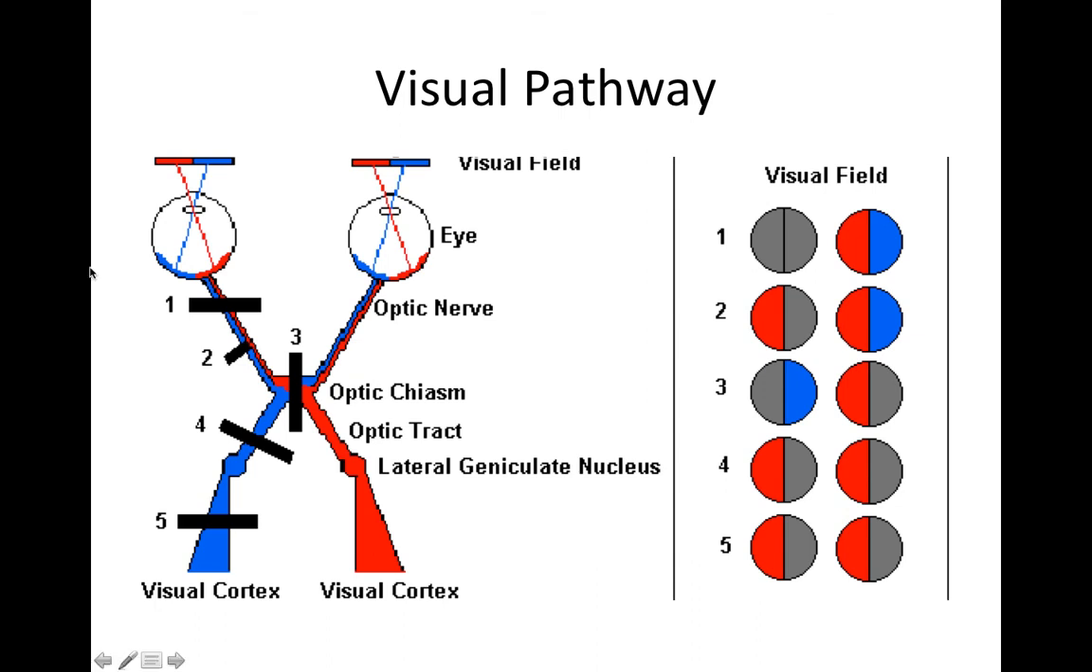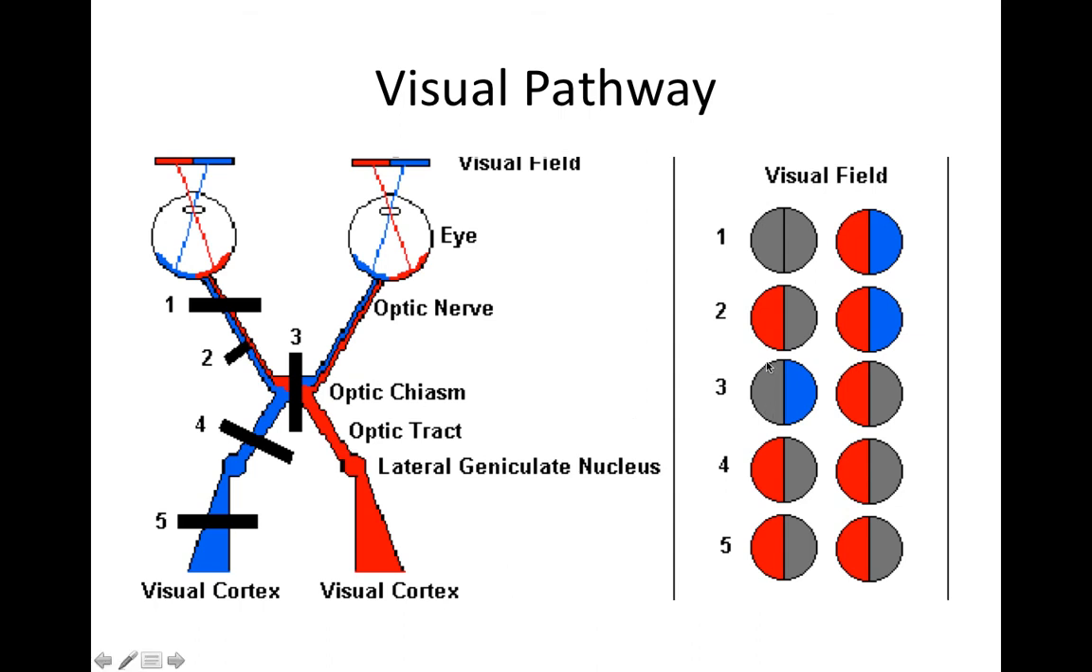And remember, the temporal part is seeing the medial field, so you lose the medial field of that eye. Now, if we cut at the optic chiasm, the optic chiasm is where both pathways cross. So if we cut at the optic chiasm, the temporal, which is the lateral portion of the visual field, would be lost. The crossing fibers are cut in this example.